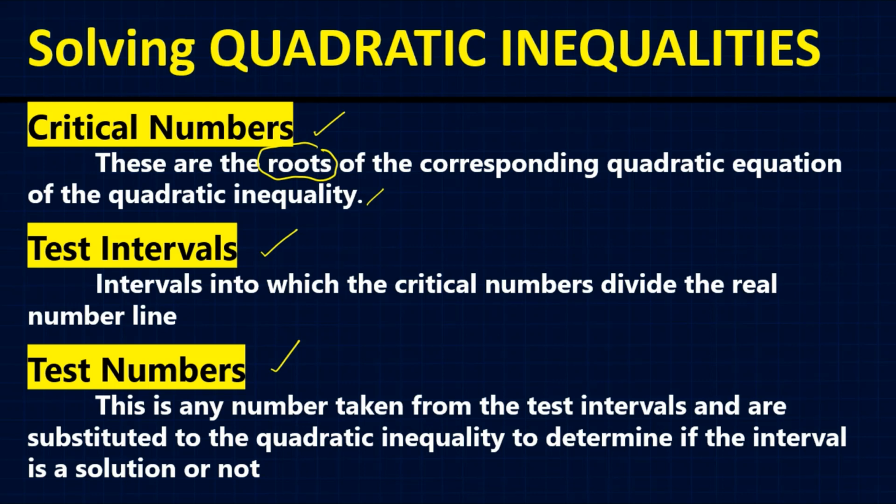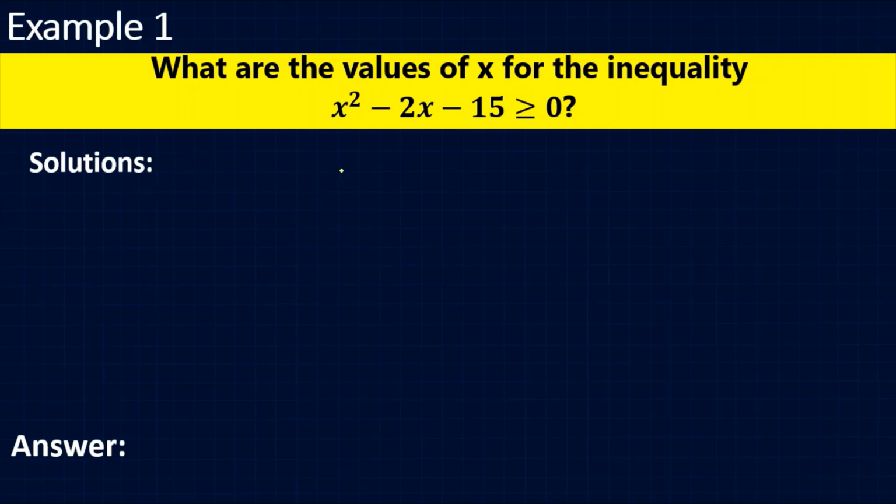To understand this, let us have a first example. Example number 1. What are the values of x for the inequality x squared minus 2x minus 15 greater than or equal to 0? Let us interpret this question. What are the values of x that, when we substitute them into our inequality, should satisfy greater than or equal to 0? Meaning, the answer we get should be positive, with 0 included. So what are the values of x that, when substituted into our trinomial, give a result greater than or equal to 0?